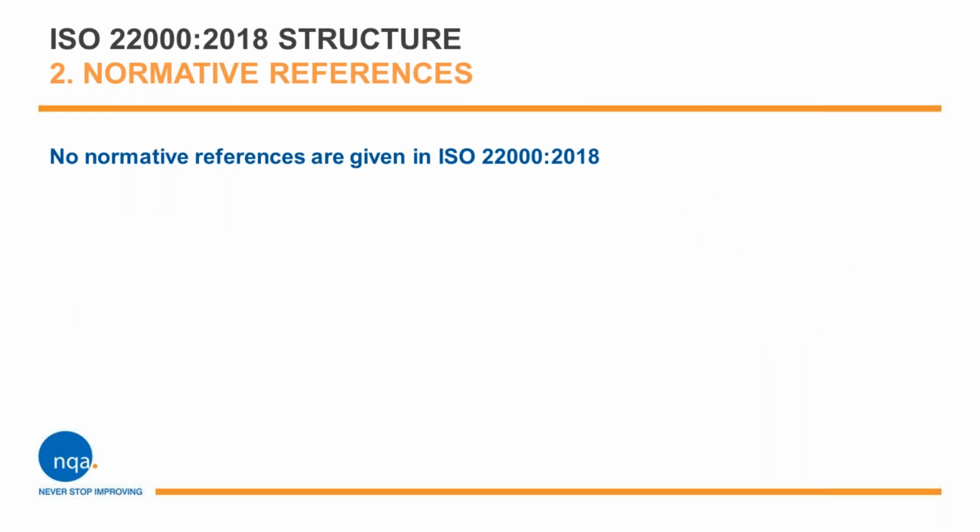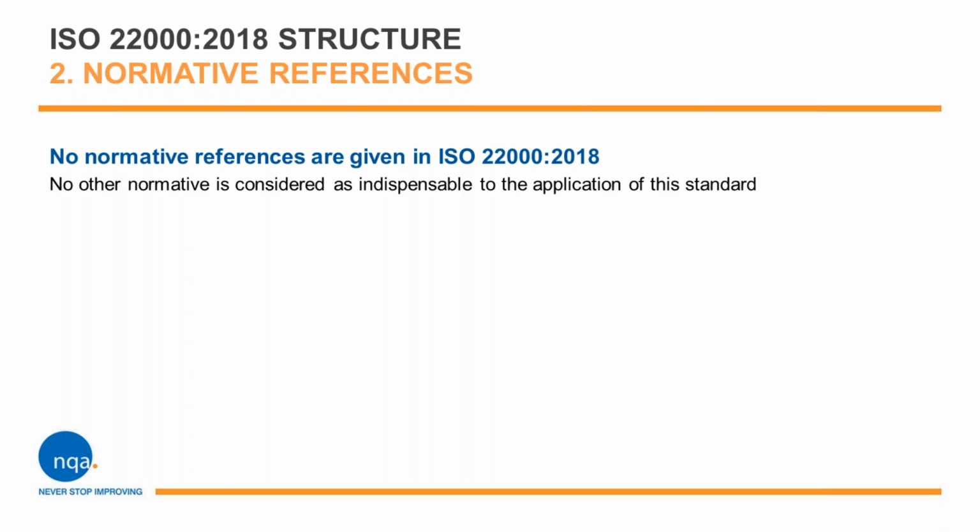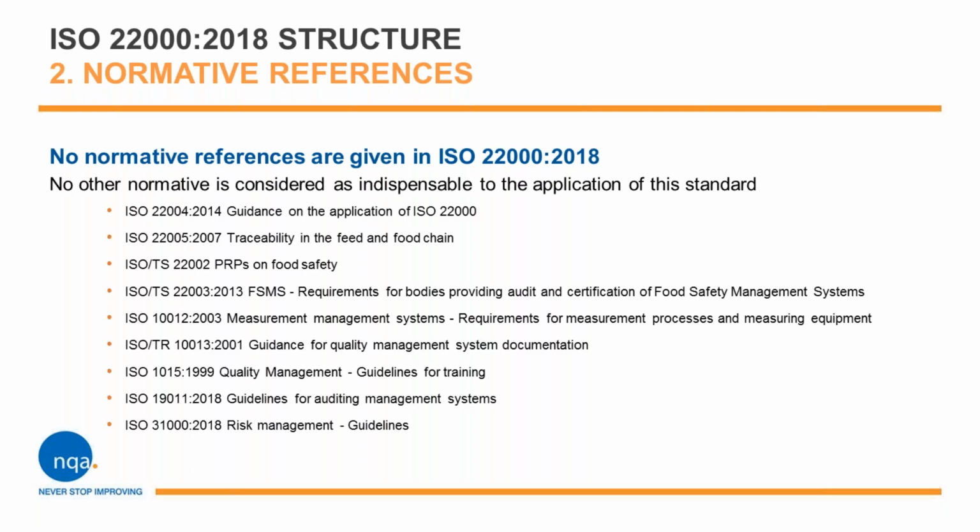Normative references. There are no normative references given in the ISO 22000:2018. In other words, no other normative is considered as indispensable for the application of this standard. However, we really recommend you to have a look at these ISO family standards because they will help you with understanding the ISO 22000 requirements.